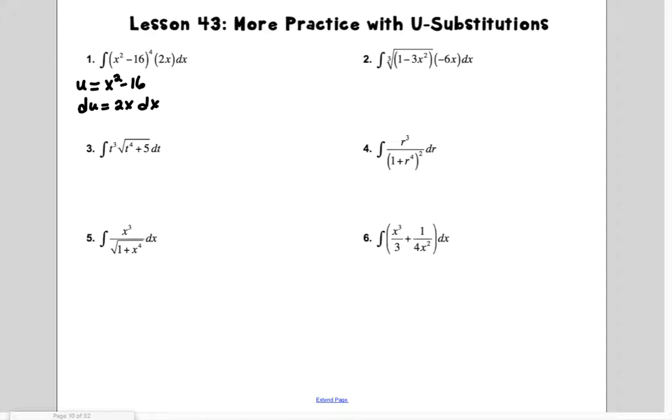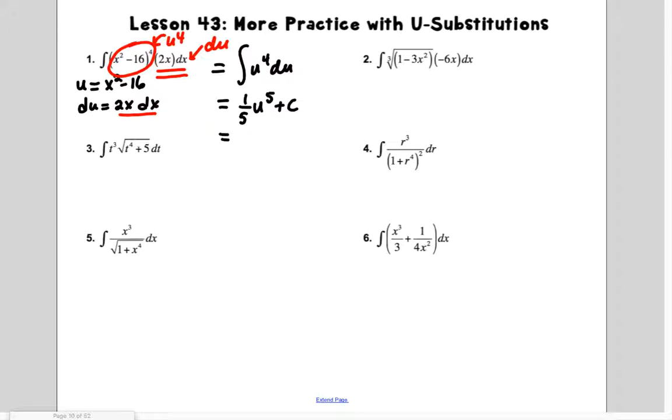Okay, and again, I'm looking for things that I'm replacing. So this is u to the 4th, and then our 2x dx is right here. It's going to be replaced with du. Our goal is to replace every single thing in our integral, changing from x's into u's, right? Are we doing that? Yeah, we have u to the 4th du. Everything has u. So then we integrate. That's 1/5 u to the 5th plus c. And then after we integrate, we're able to switch back. We didn't have u's in the original problem, but we had x's. So I do 1/5 times x squared minus 16 to the 5th plus c. And that's it.